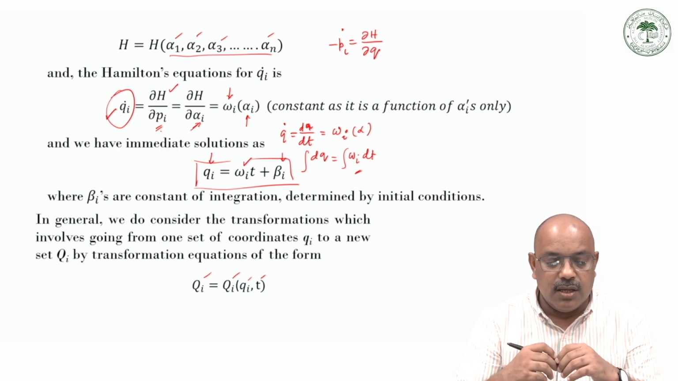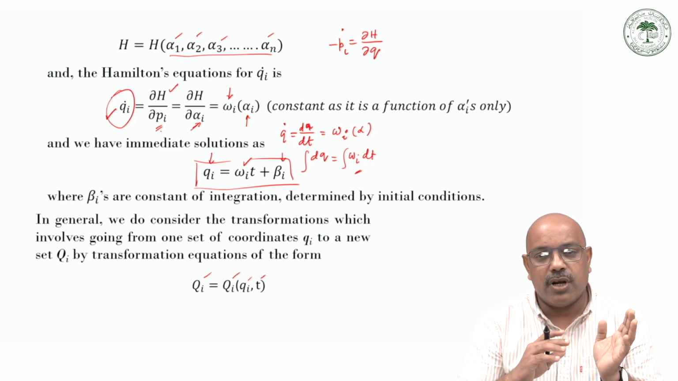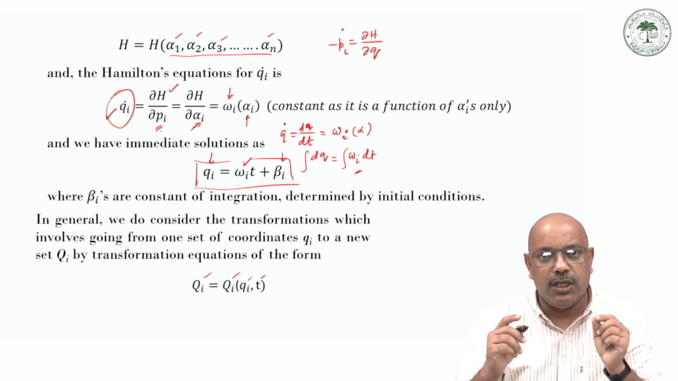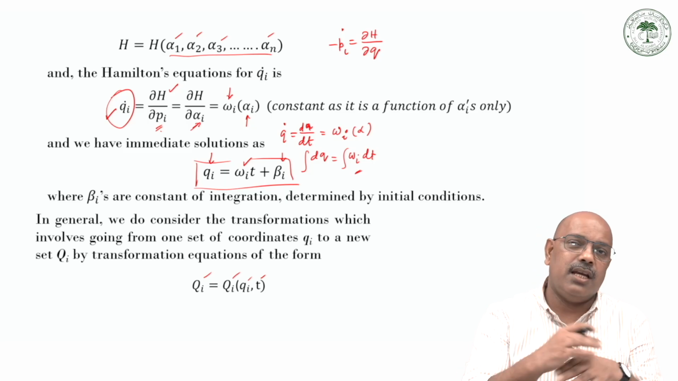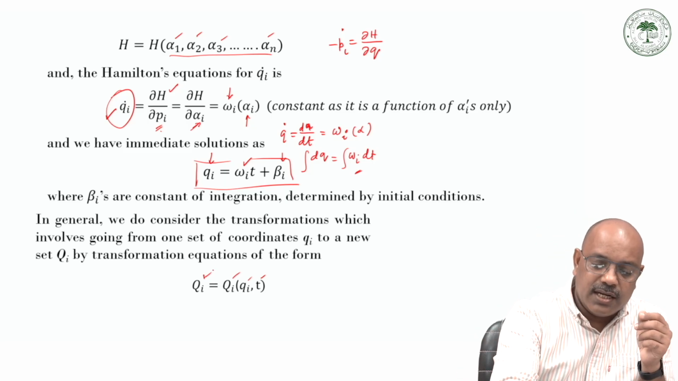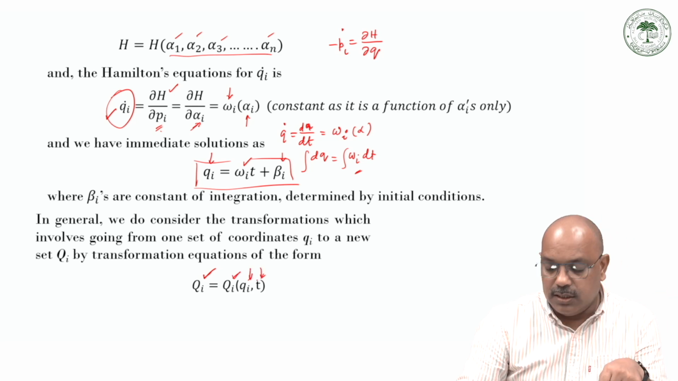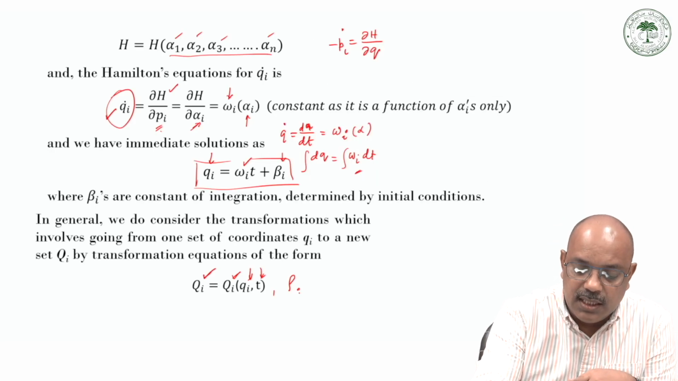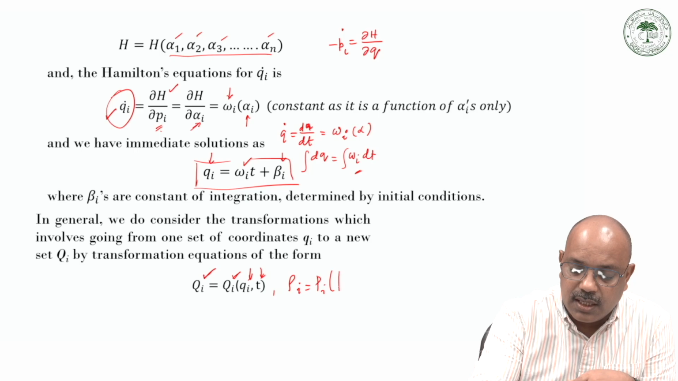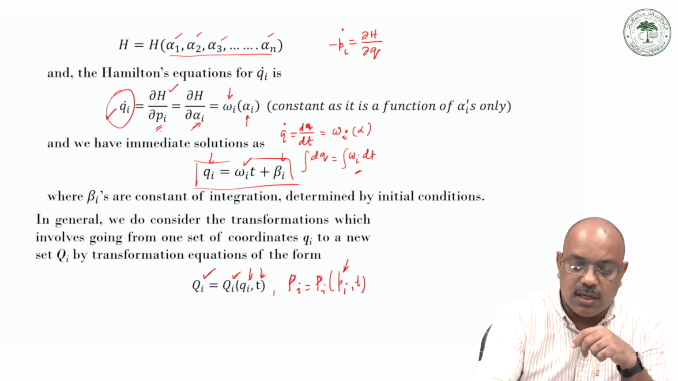So in this transformation, what we do is that we try to transform our old coordinates, which are small q and small p, to some new coordinates, capital Q and capital P, and they are intertransferable. That is, if I write my new coordinate Qi, this Qi can be written in terms of the old q, and similarly, we can write my Pi. This Pi can be written in terms of my old small p. Okay, so this is what we have.